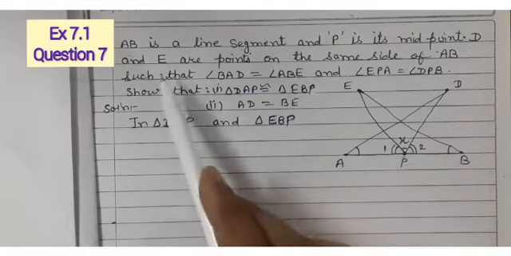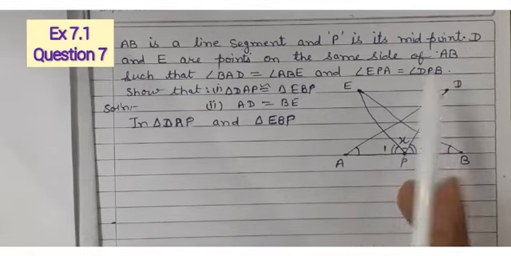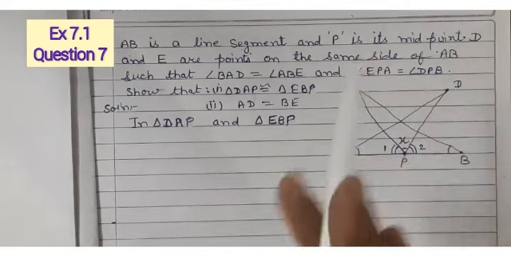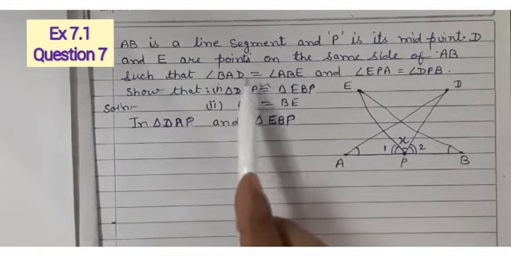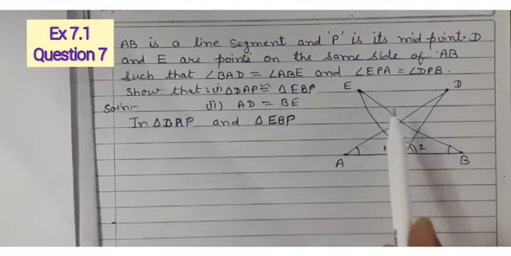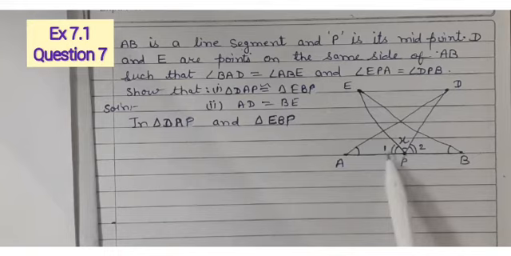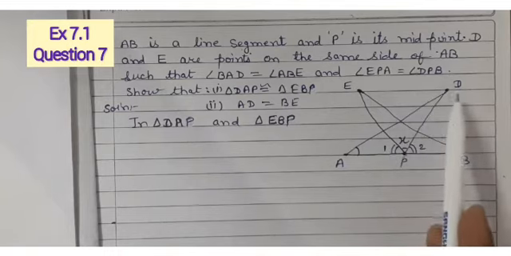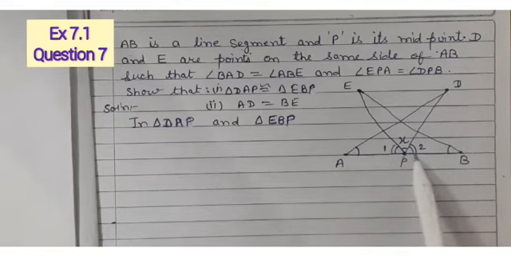Okay, then D and E are the points on the same side of AB. It means this is on that side. And what is given? These two angles are equal. This is angle A and angle B, both are equal. Then EPA, this is your angle 1. I have taken angle 1. And DPB, this is angle number 2.